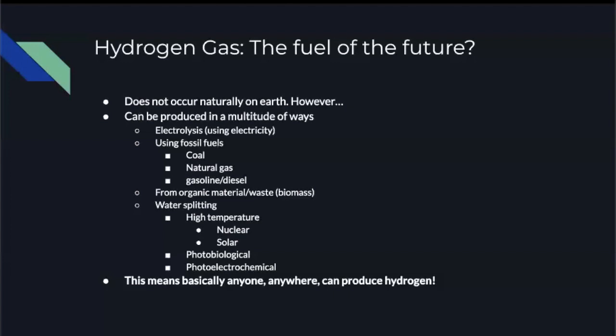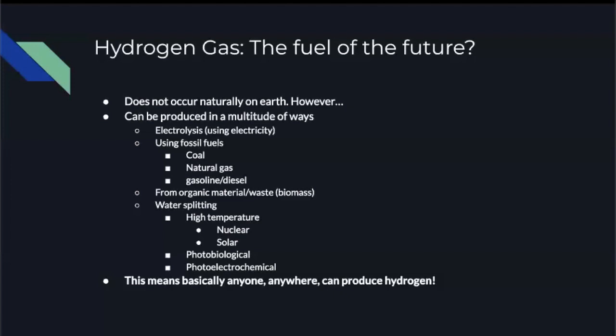This last category of production, however, is still fairly new and in development. I've named the three subtypes of water splitting, and I'll go into more detail in the following slides. But these methods use different ways to split water molecules into oxygen and hydrogen. An electrolyzer, like electrolysis, actually does water splitting as well, but it uses electricity. These three methods of water splitting here don't use electricity. They use other sources to split water molecules.